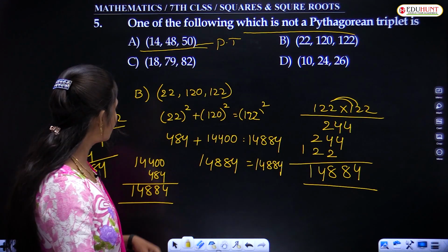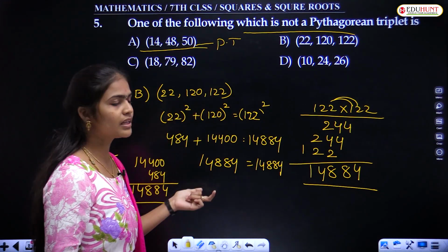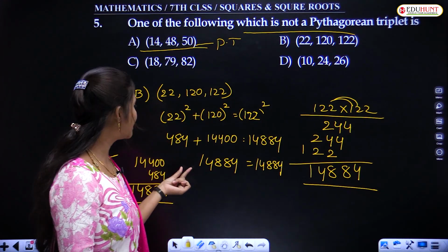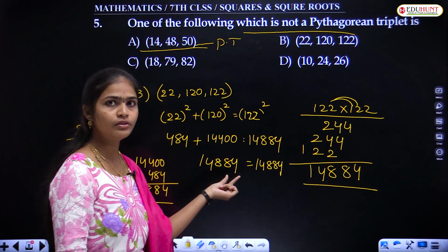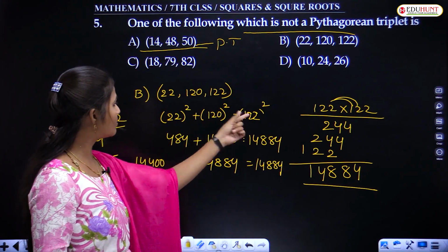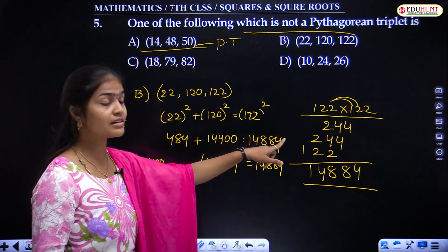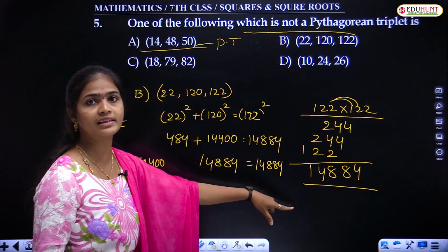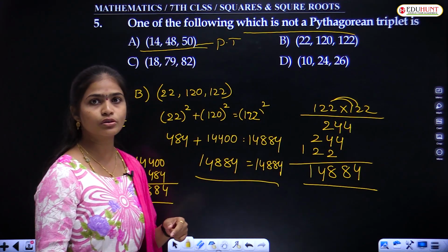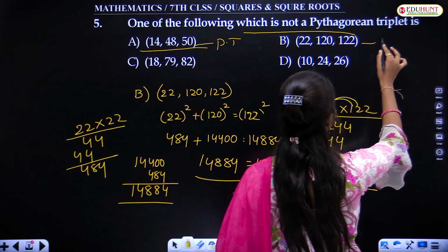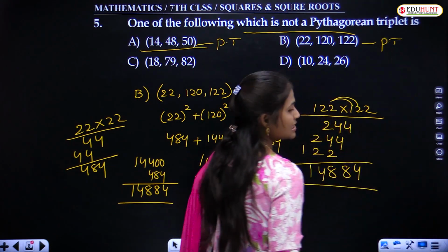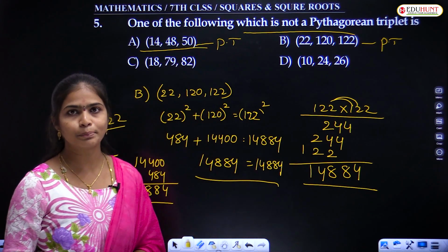Now here, is this a Pythagorean triplet or not? Again we are having these two with the same values, no? Sum of the squares of the first two numbers is equal to the square of the last number, I mean the square of the third number. So it is satisfying or not? So this is also a Pythagorean triplet.